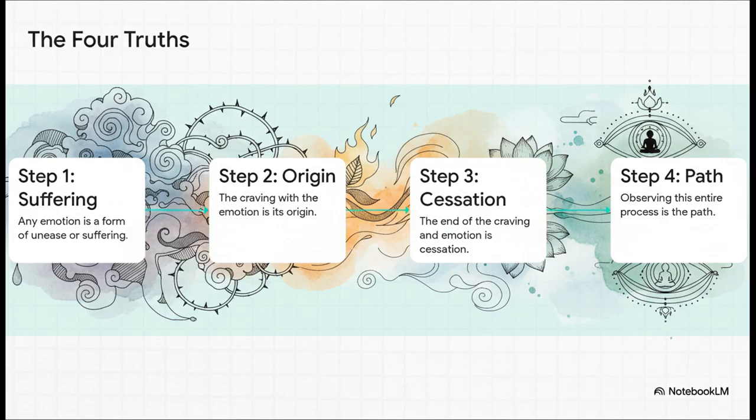Okay, first, we identify the emotion itself as a form of suffering. Now that word sounds a little heavy, but it just means a state of unease. Second, we look for the craving, the desire that's all tangled up with that emotion. That's its origin. That's the fuel. Third, there's the moment that the craving and the emotion both disappear. That's called cessation. And finally, the simple act of observing this whole cycle, that is the path.